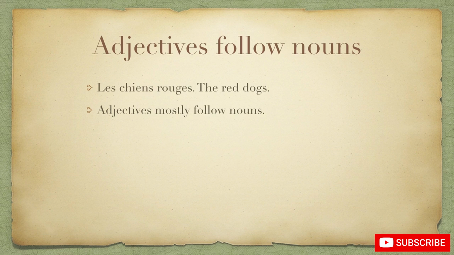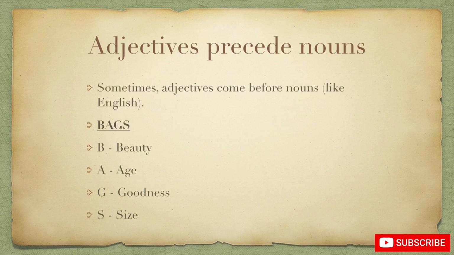However, in French, it's quite the opposite. So most of the time in French, the adjective will follow the noun. So les chiens rouges. So rouge is the descriptive word, and it's coming after the person, place, or thing, the noun. However, adjectives sometimes come before nouns, which is very similar to English.